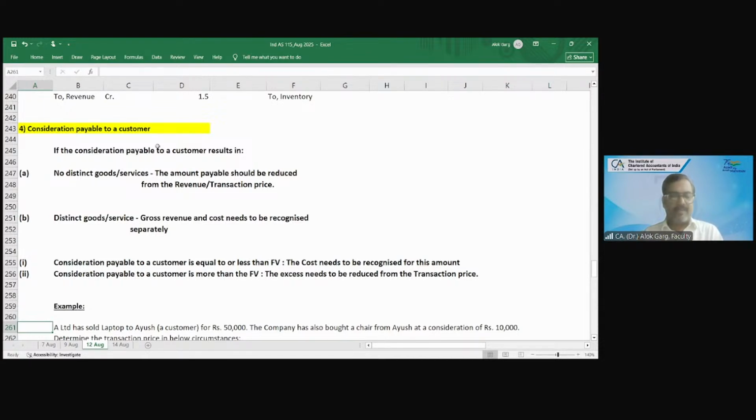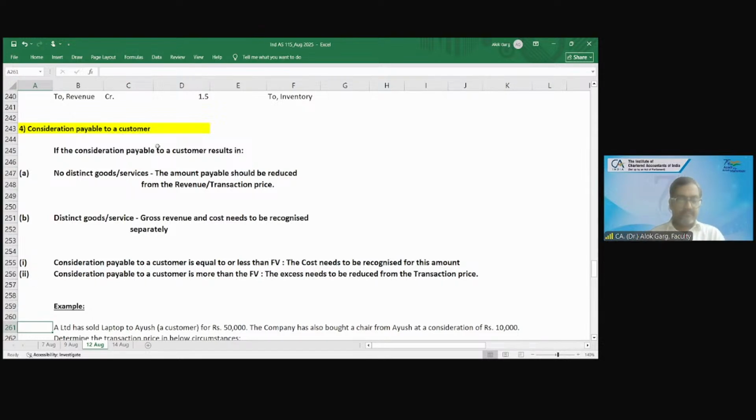Revenue along with expense of 1,000. Means you are saying I will recognize 10,000 rupees of revenue and 1,000 rupees of expense. That is what you are saying? Yes, sir. So we net off and record 9,000 as revenue. Okay, so you are saying net 9,000 rupees of revenue. Anyone has a different view?